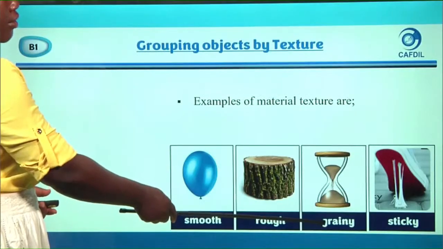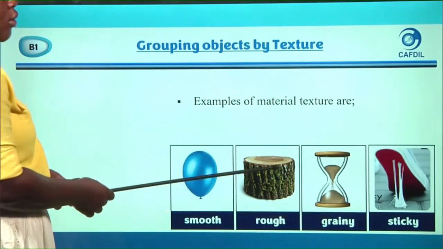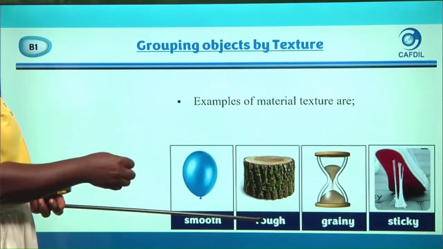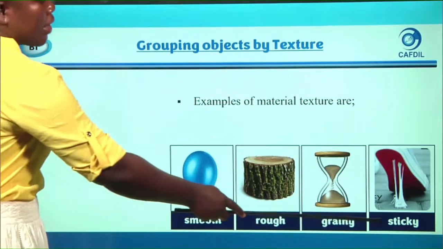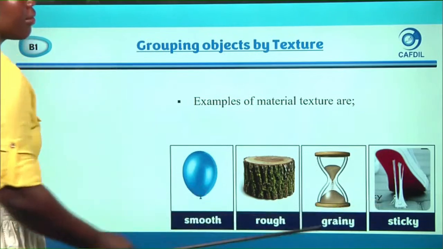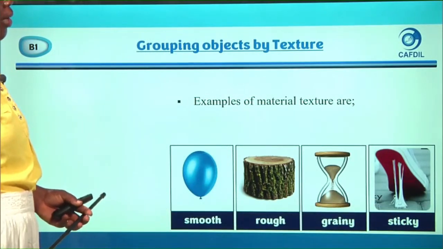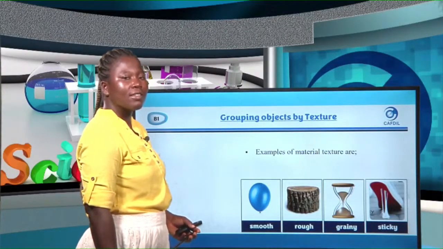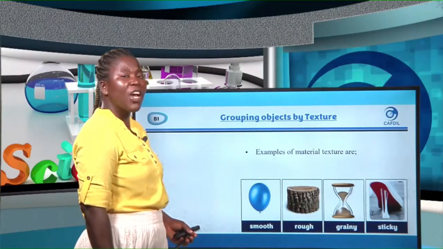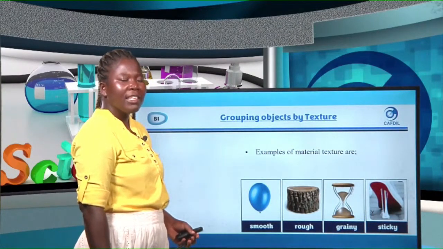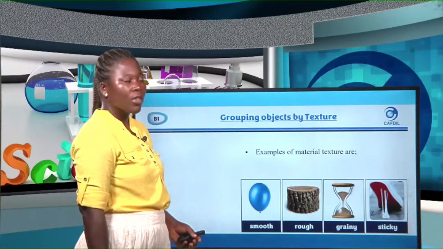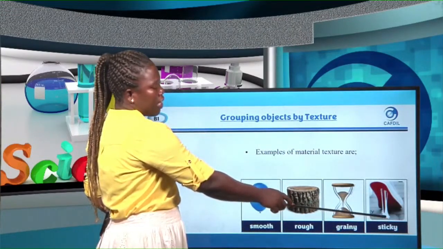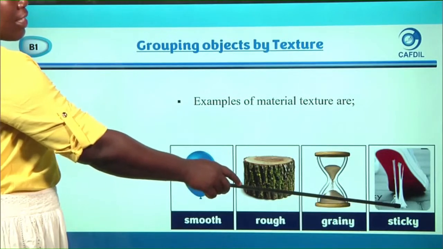We have grainy. So when you feel it, it looks grainy. Sticky. I hope you have stepped on a chewing gum before. How was it? It was very sticky and difficult to remove. So let's look at the shoe on a chewing gum. It makes it sticky.